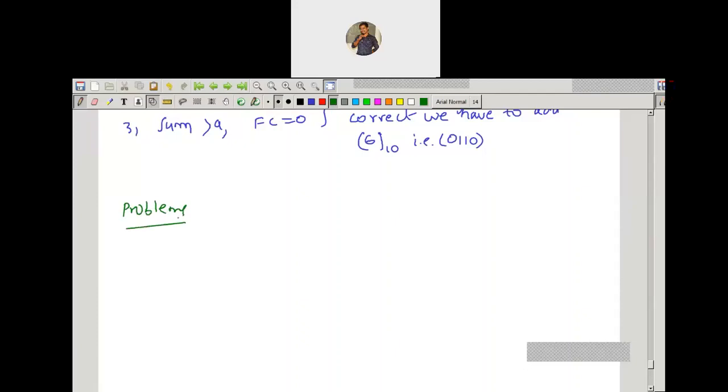That is, we are doing the BCD additions here. First example is problems on BCD addition. We are doing the problems on the binary coded decimal addition, BCD addition. And the very first question is 2 plus 6.